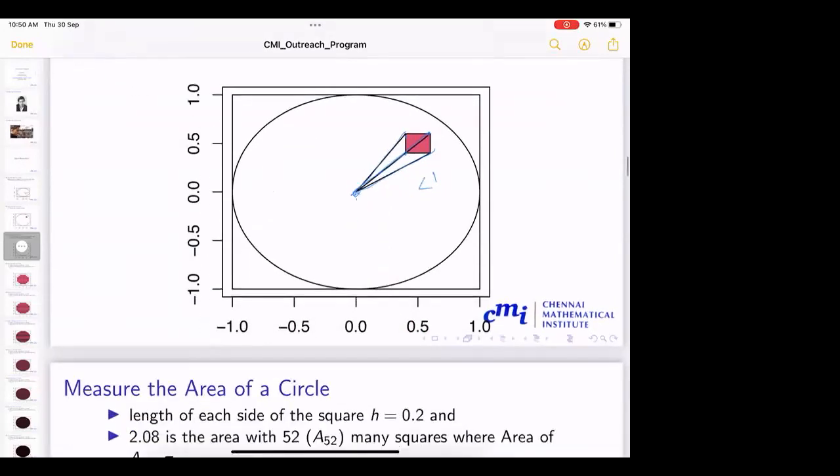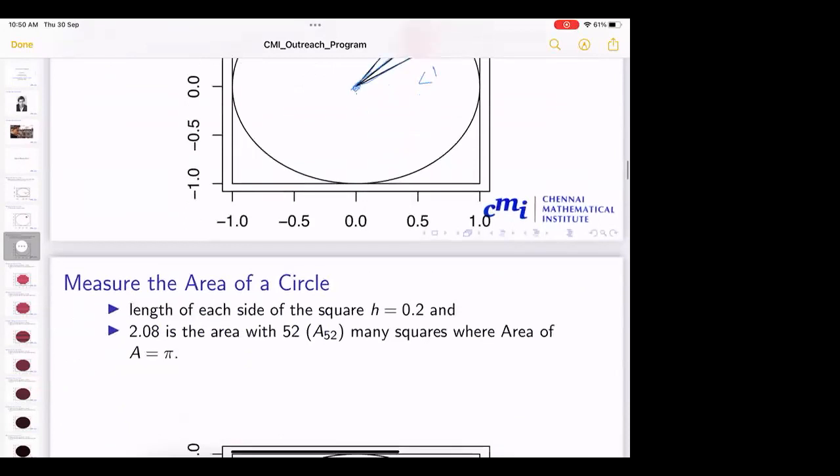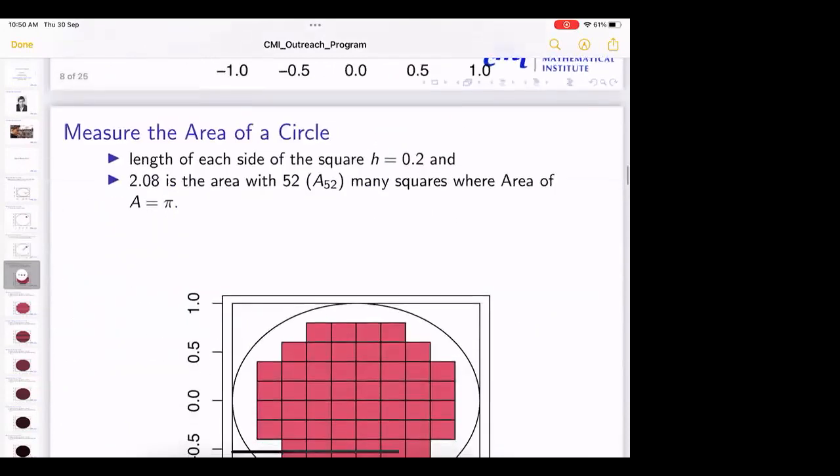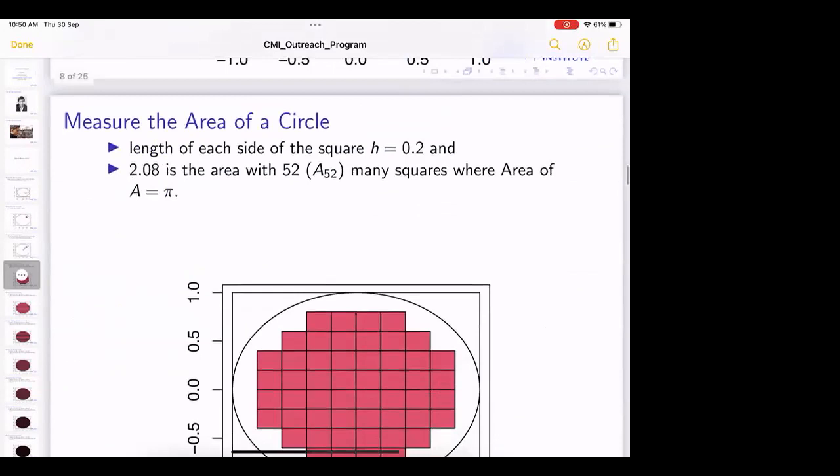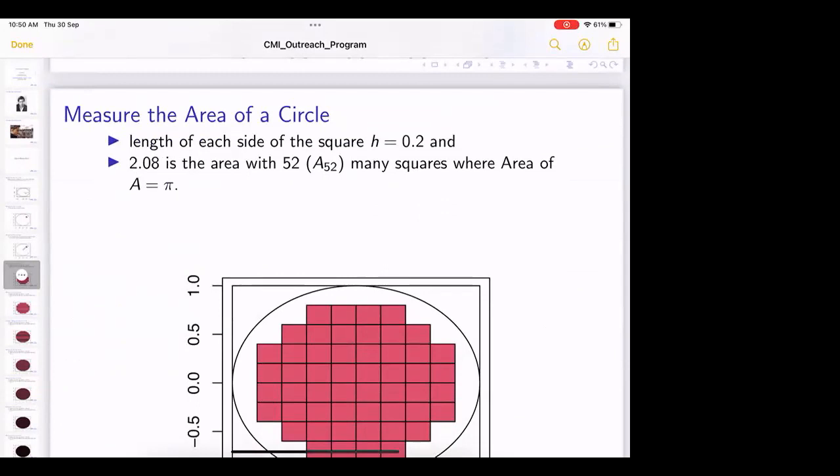Then what I did, I chose h equal to exactly 0.2. So if it is 0.2, then what is the area of the square? 0.2 squared, right? So that will be 0.04. Correct? Are you with me? Yes. Yes, sir.